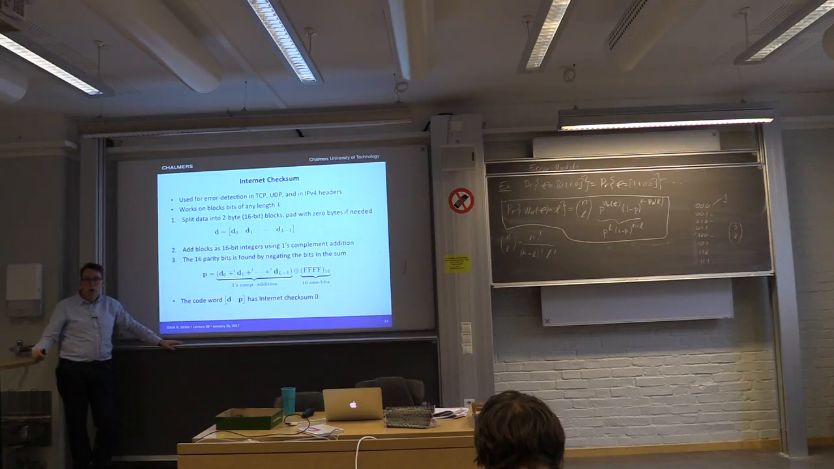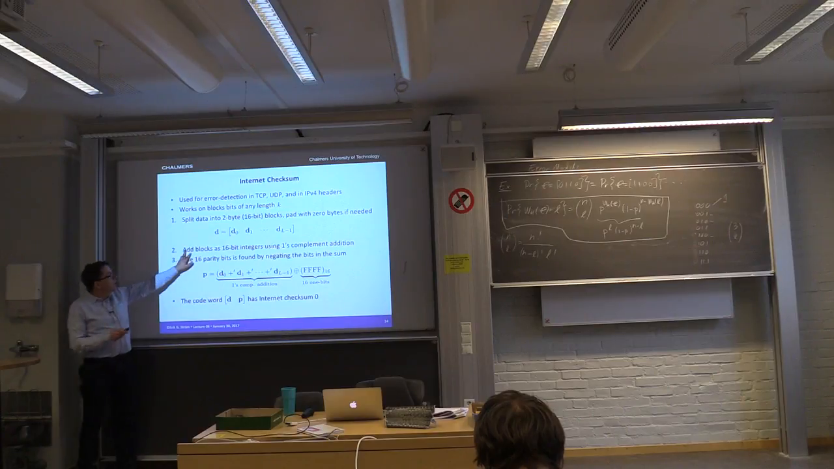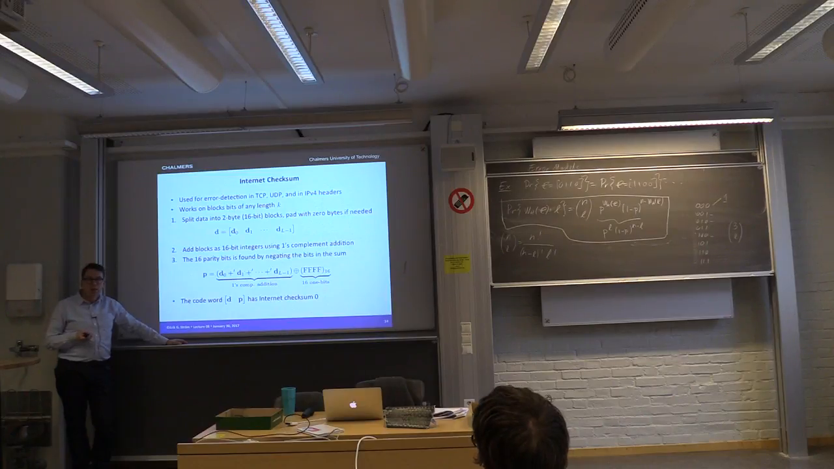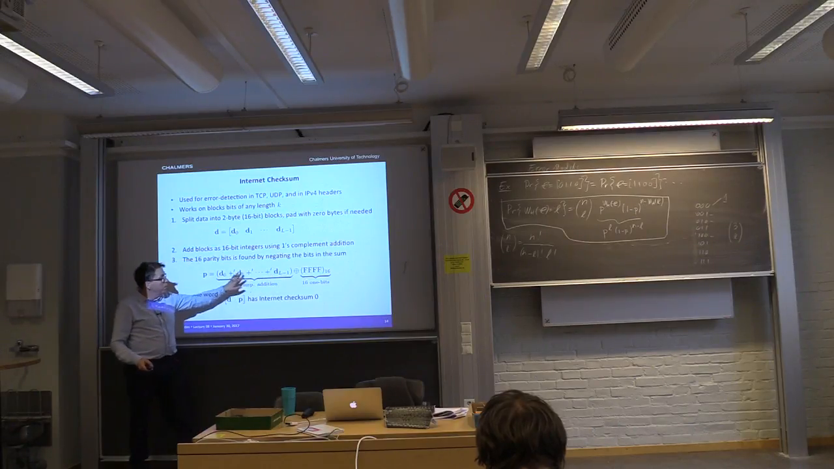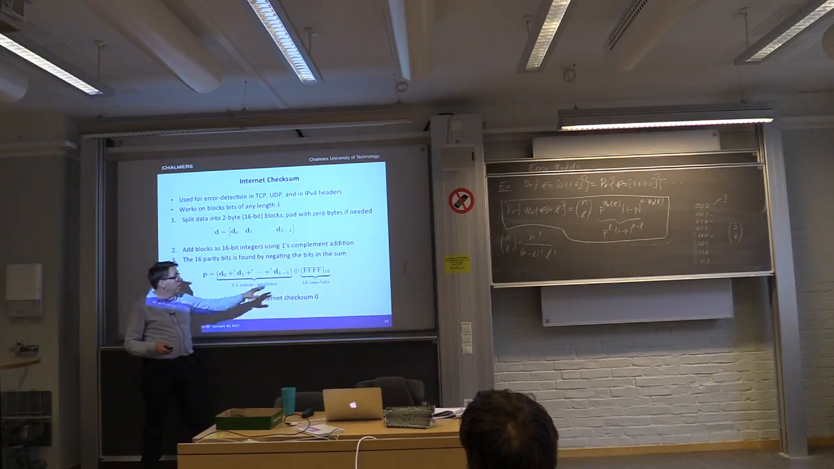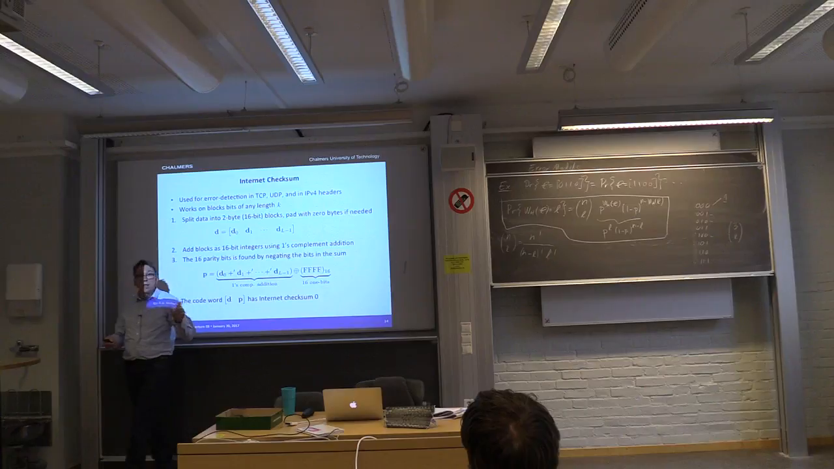Then we take each of these individual blocks, these are 16 bits, and we treat them as 16-bit integers, and we just add them together. But we add them using one's complement addition. I'll show you on the next slide what that is. But essentially we add them together, and then the sum becomes the parity bits. Or rather, what we do is add all the information bytes, and then we get a 16-bit number, as we will see on the next slide, and then we flip all those bits, so we negate them.